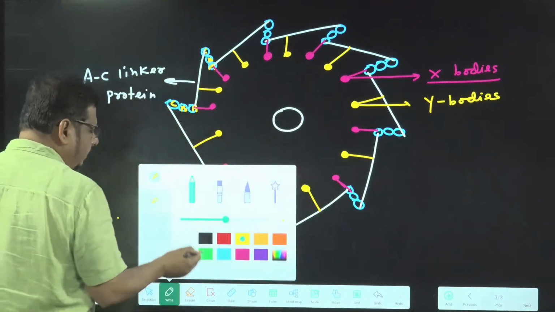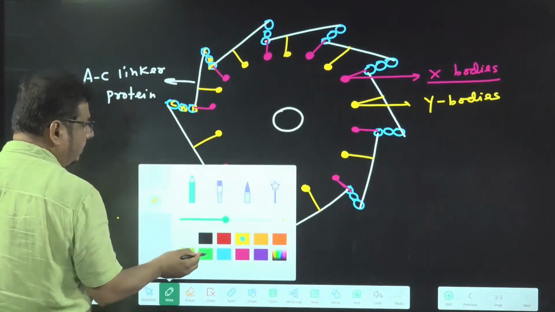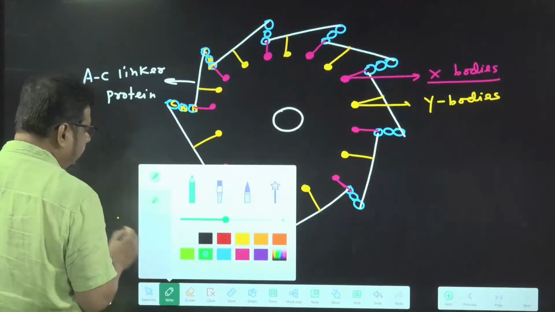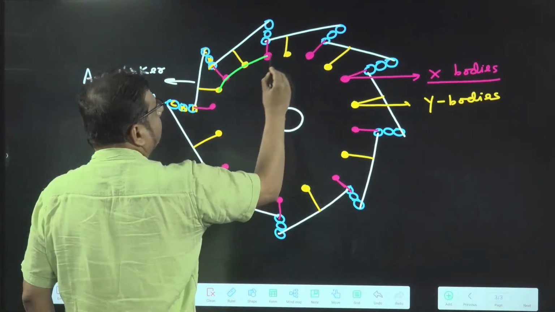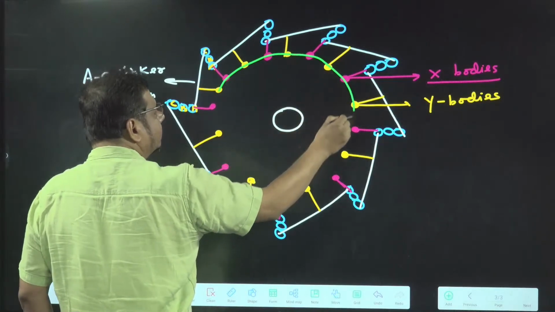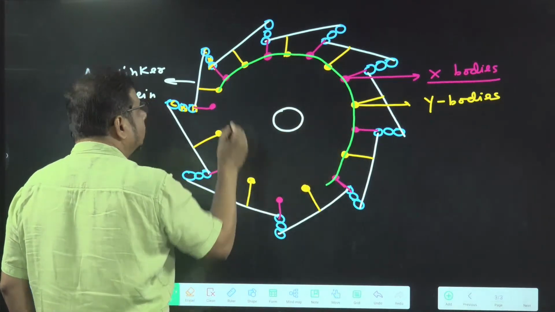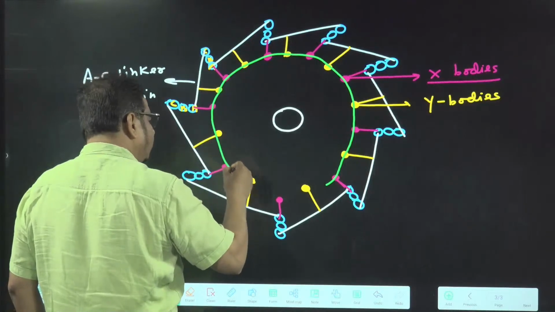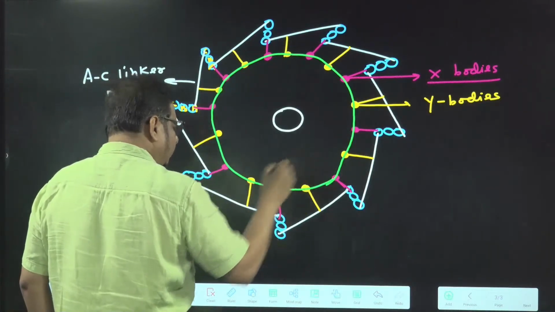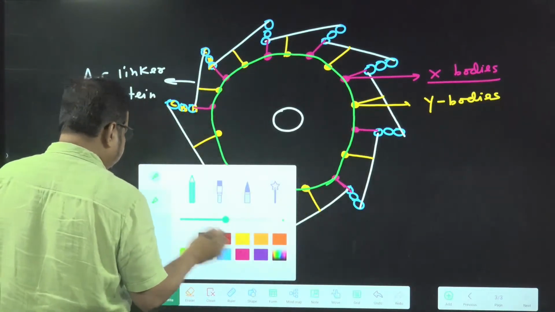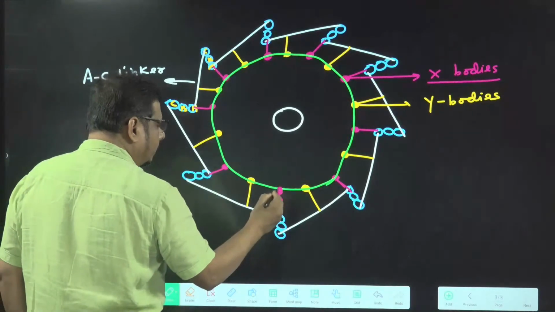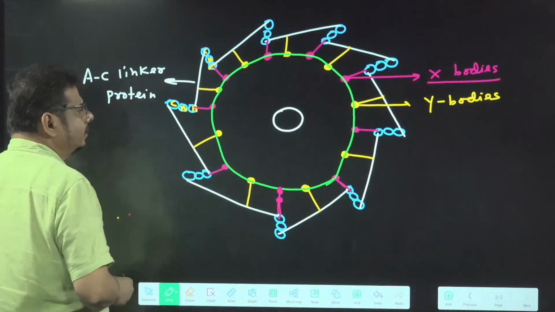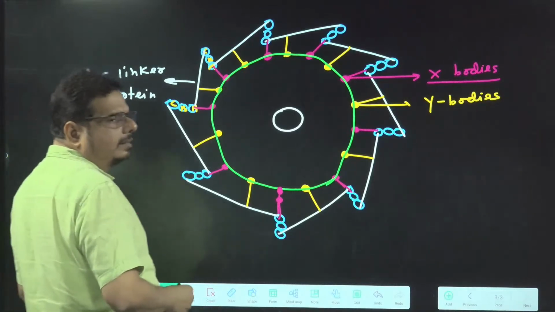Now what happened? X body and Y body are interconnected. Who is interconnected? X body and Y body. It is XY, XY, XY. Each X and Y are interconnected. Make it somehow longer; it will come up to here. So it is interconnected. Got the idea? Understand the idea? Clear in the mind?